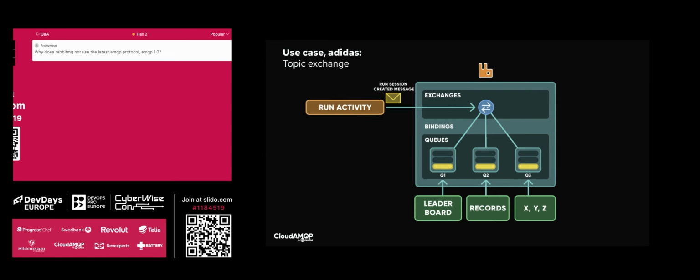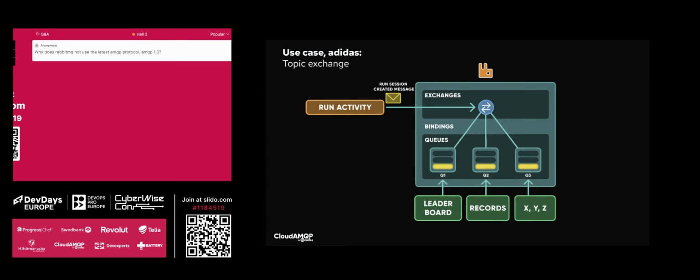Adidas Runtastic is taking advantage of the same type of routing. Here you can see that, or do you remember that they subscribed to the leaderboard service that updated the leaderboard? So here they send a message that the run is completed, and other services just subscribe to that completed session and handle the data.